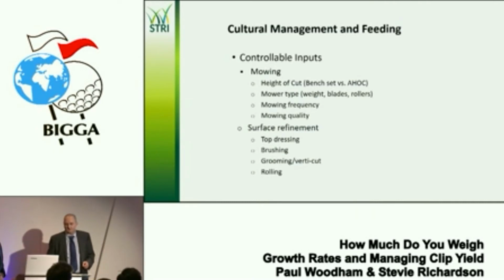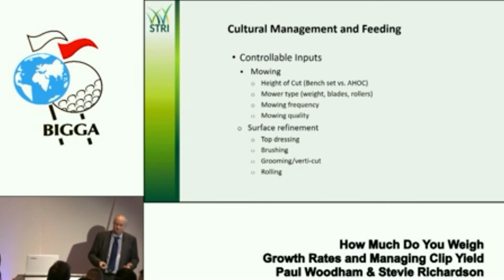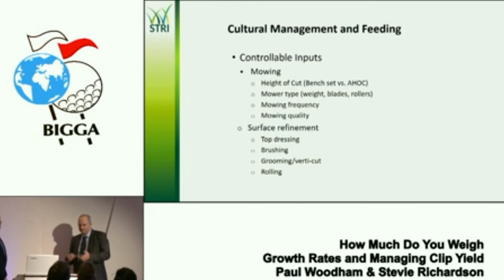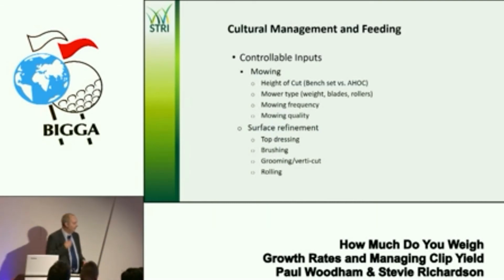The mower type as well. The weight, blades, rollers, traction speed are all going to change again what you're gathering in your grass box. Your mowing frequency and your mowing quality as well. Blunt blades probably are not going to give as clinical a cut, and might not get as much in. There are other factors as well that you need to contend with.